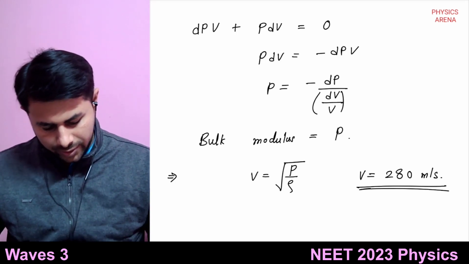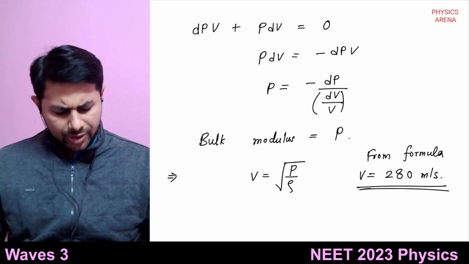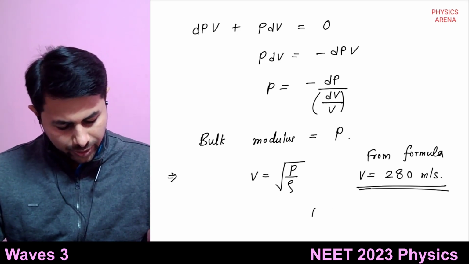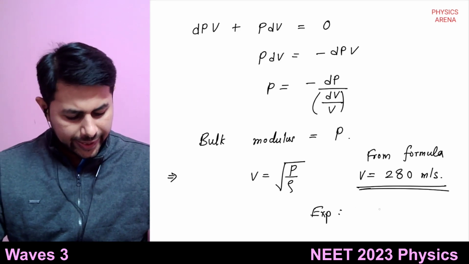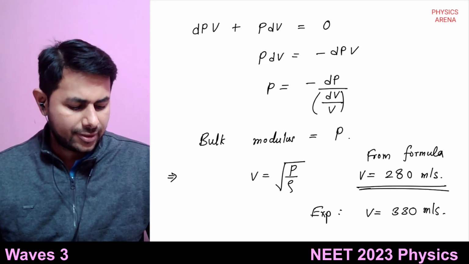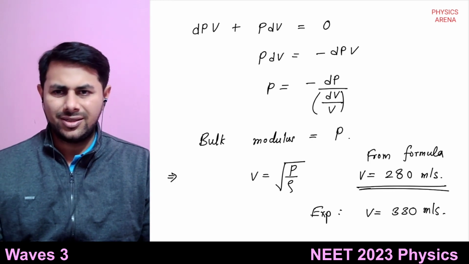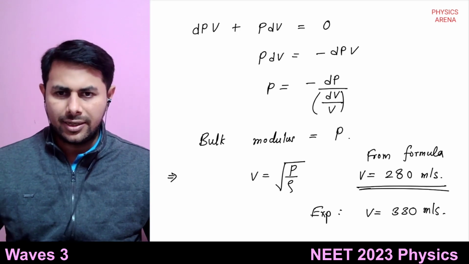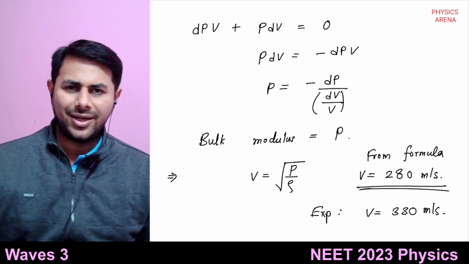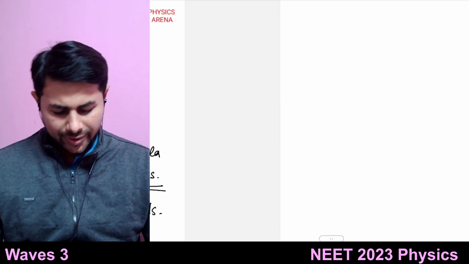So from the formula you get a speed of about 280 meters per second, and if you do an experiment, from experiment you get v equal to about 330 meters per second. So what does this mean? There is some error in this formula. Thinking is nice, but it gives an erroneous formula. All right. So this error was cleared by Laplace.